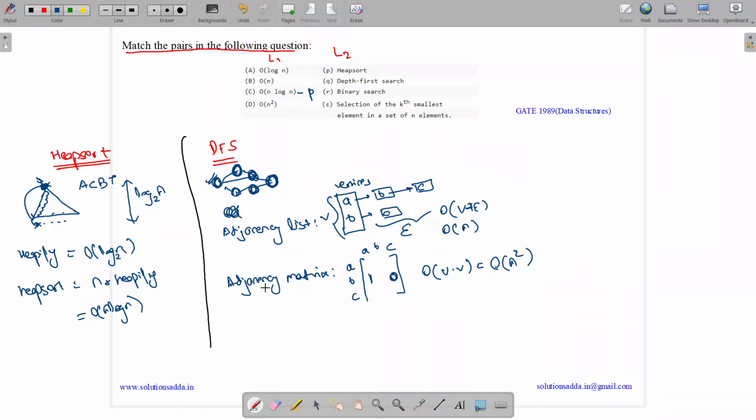So here DFS will take order of V plus E, or order of N, in adjacency list and order of N square in adjacency matrix. Here as we can see, either DFS can map to B or DFS can map to D. We will remove this confusion later on. Now let us see the next option.